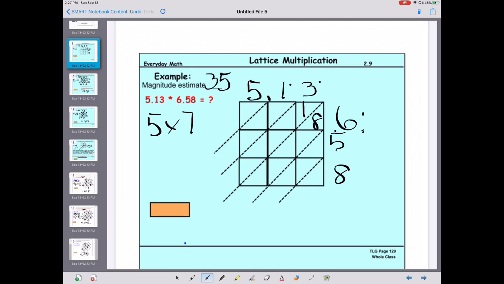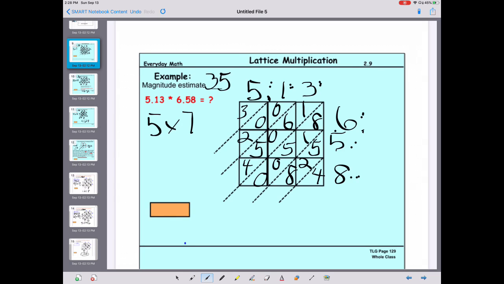6 times 1 is 6. 6 times 5 is 30. I like going across the top row first. Middle row. 5 times 3 is 15. 5 times 1 is 5. 5 times 5 is 25. Bottom row. 8 times 3 is 24. 8 times 1 is 8. 8 times 5 is 40.